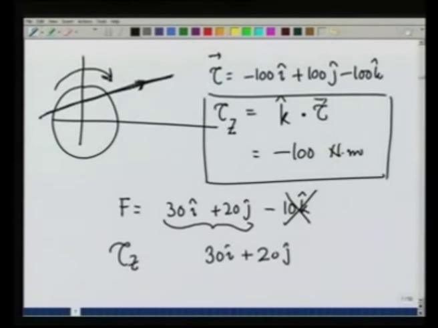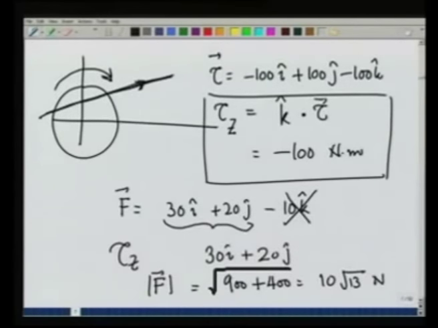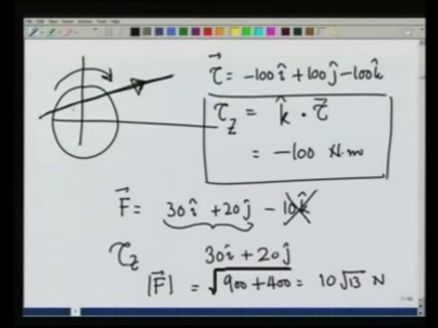What is the magnitude of the force? It is 30 square plus 20 square. So, that comes out to be 900 plus 400, that is 10 square root of 13 newtons in this direction. I want to find the distance perpendicular to this force, that is this distance d from the origin. Let us find that. Let me make the picture again.